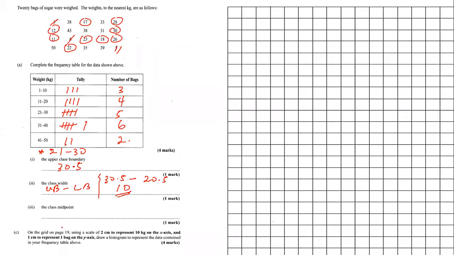All right. Now they ask for a class midpoint. How do you find a class midpoint for 21 to 30? You add it and divide by 2. So we are going to add 21 plus 30, then divide by 2, which gives me 51. Divide by 2, what do I get? 25.5.